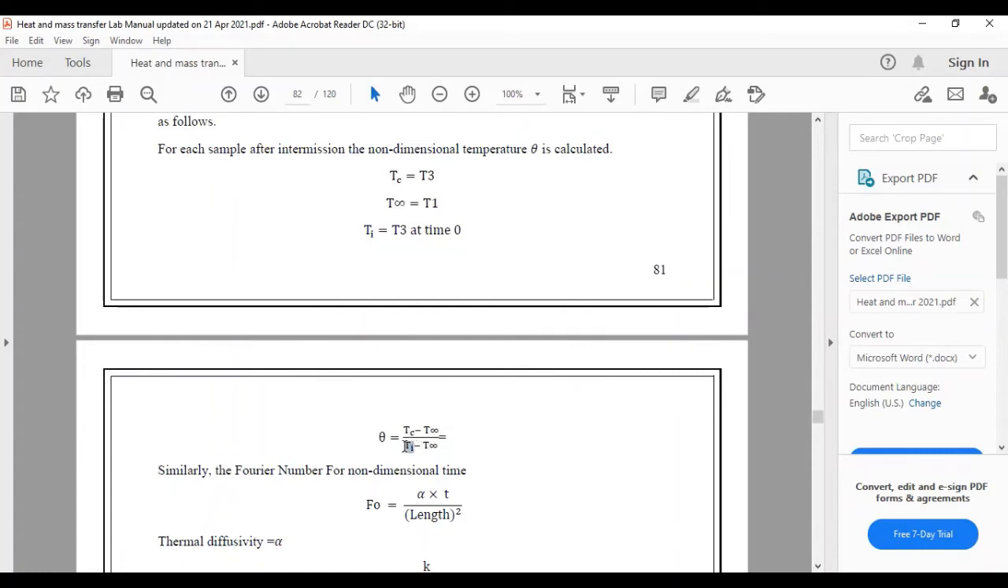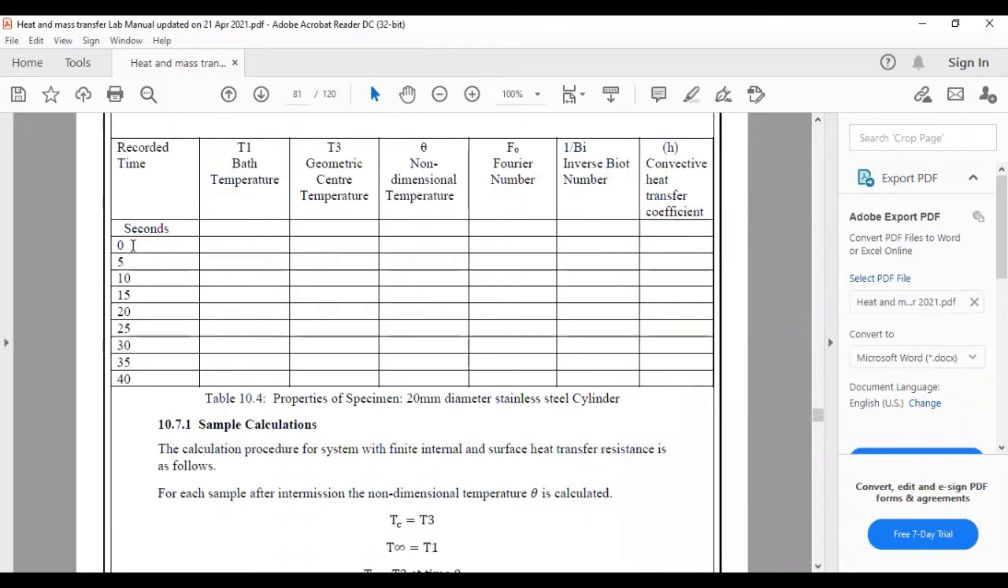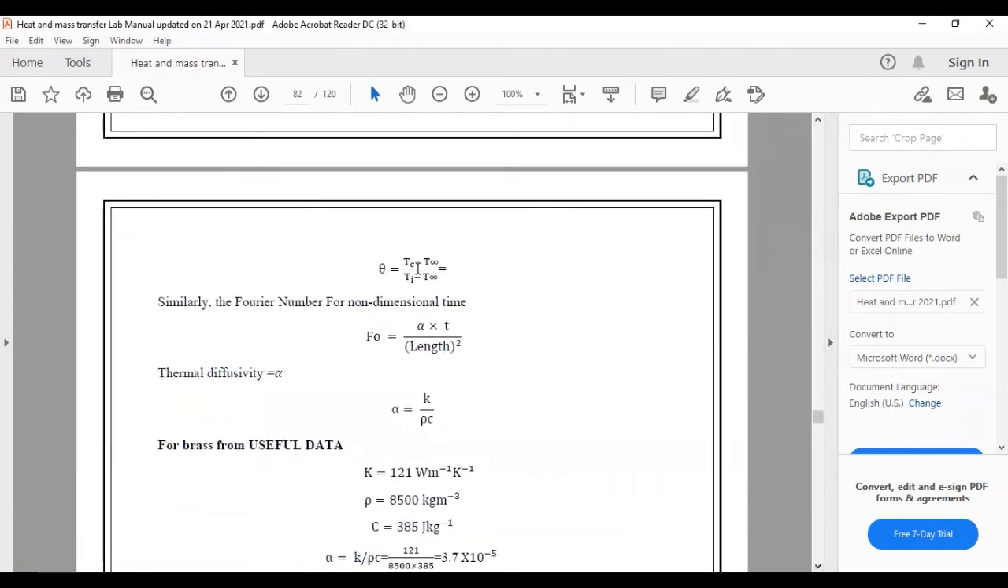Now, this Ti is basically T3 at time 0 seconds. Meaning when we started the experiment, we took readings at different intervals, but when the time was 0 seconds, whatever the value of T3 was will be used in this equation. So now we will get this theta value.